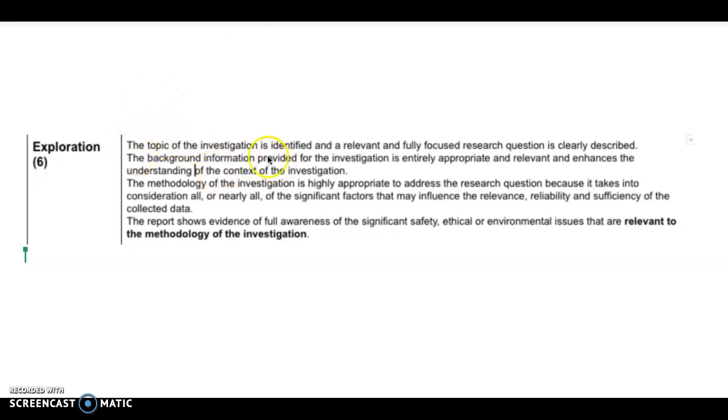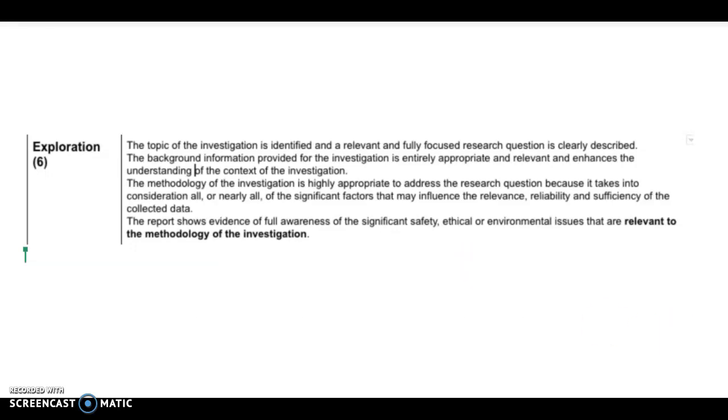The background information provided for the investigation must be appropriate, relevant, and enhance the understanding of the context. The methodology of the investigation must be appropriate to address the research question because it takes into consideration all or nearly all of the significant factors that may influence the relevance, reliability, and sufficiency of the collected data. The report shows evidence of full awareness of the significant safety, ethical, environmental issues that are relevant to the methodology of the investigation. That's a lot to get through.